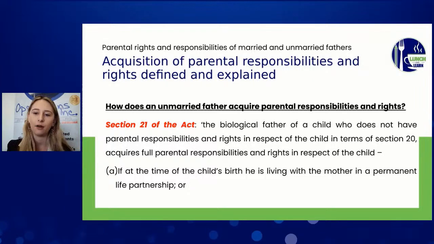How does an unmarried father acquire parental responsibilities and rights? So, marital status, unmarried. Section 21 of the Children's Act becomes important here. It reads, the biological father of a child who does not have parental responsibilities and rights in respect of the child in terms of Section 20 acquires full parental responsibilities and rights in respect of the child, A, if at the time of the child's birth, he is living with the mother in a permanent life partnership.